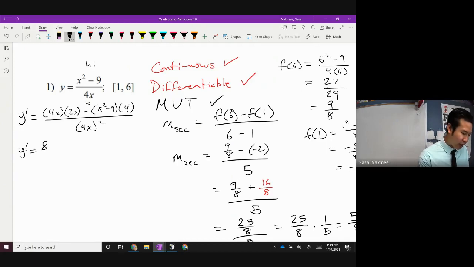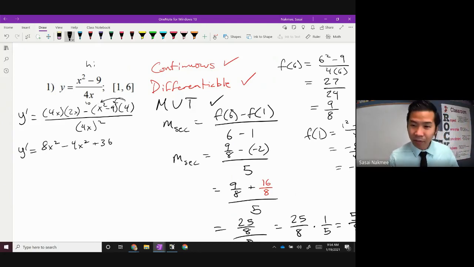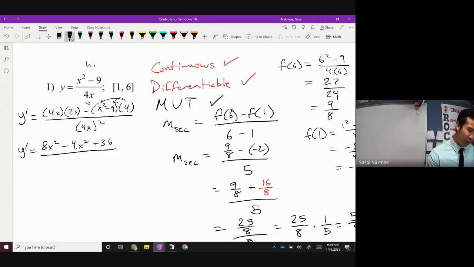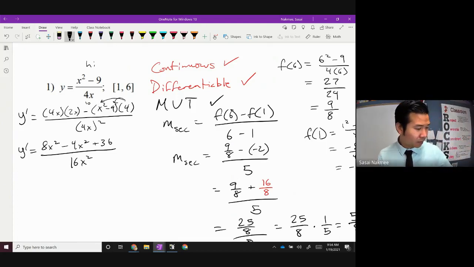4x times 2x is 8x squared. This is going to take a little bit of work here. 4x squared minus 4x squared. And then 4 times 9 is 36, but it's a negative and a negative, so it'll be plus 36. I hope I did that correctly. Again, let me know if I'm doing any calculations wrong here as I'm working my way through. In the bottom, I have 4 squared, which is going to give me 16x squared. Does that look right? Did I miss anything? Is there any cubes or anywhere that I might have missed? Let me know.